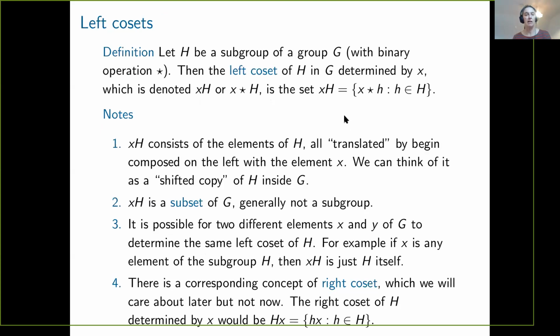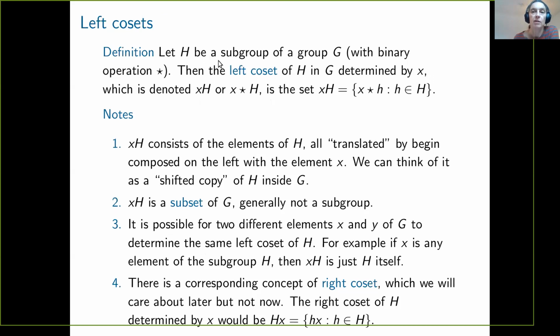Okay, so here's the key concept that we need. Supposing we're in the situation of the theorem of Lagrange, where we have a group G, its binary operation, we call it star. And G has a subgroup H. At this stage, we don't care whether G is finite or infinite. We will care when we're dealing with Lagrange's theorem that it's finite, but for now it can be either finite or infinite. Okay, so we've got a group G with a subgroup H.